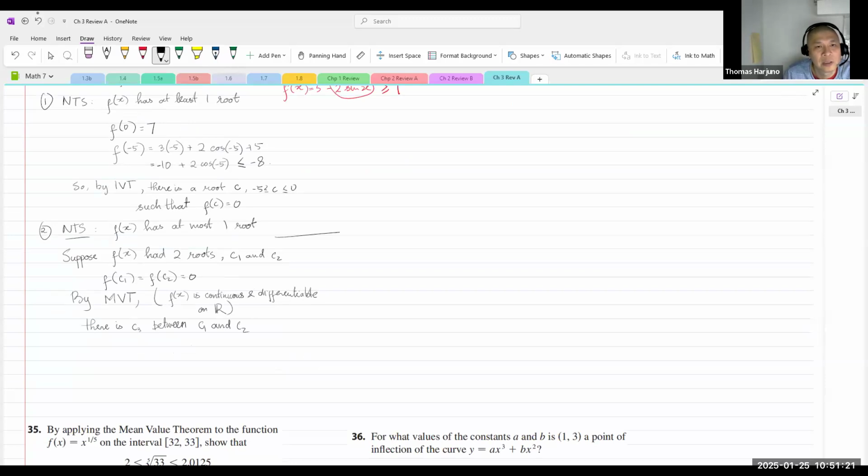Let me picture that first. So this is C1 and C2, right? And it's continuous everywhere and it has x-intercepts there. It means there's a point in between, C3, such that the first derivative equals 0, right? In fact, you can use the mean value theorem, but I prefer to say Rolle's theorem, by Rolle's theorem.